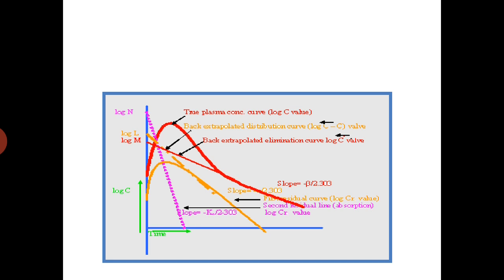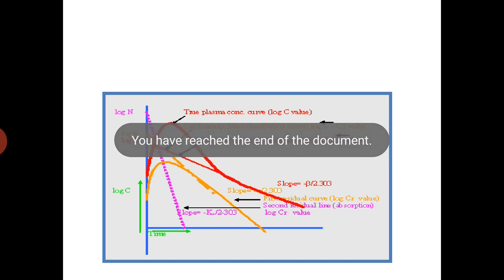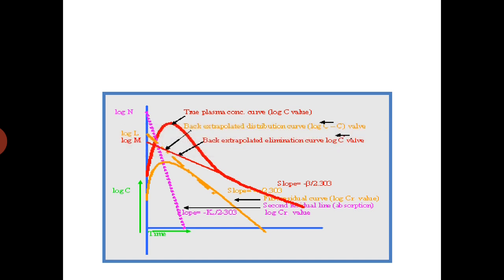Okay, so this is the end of the presentation. So that's all about the two compartment open model extravascular administration.